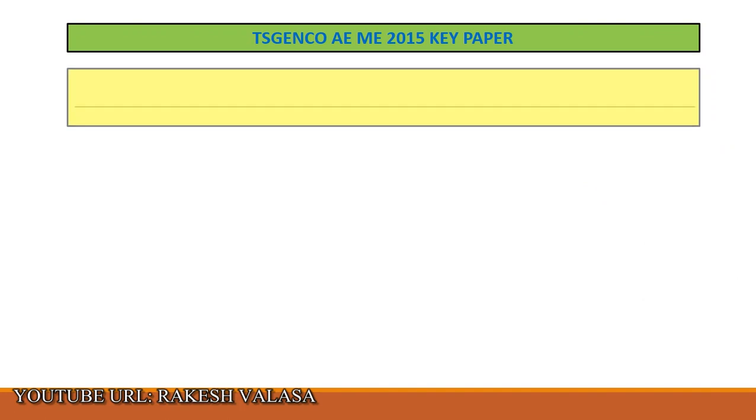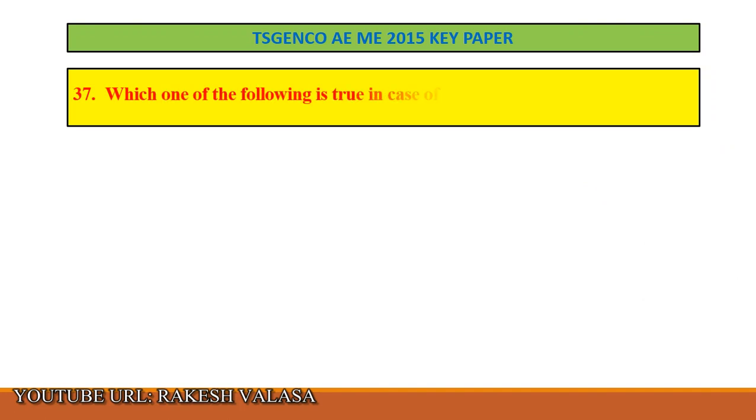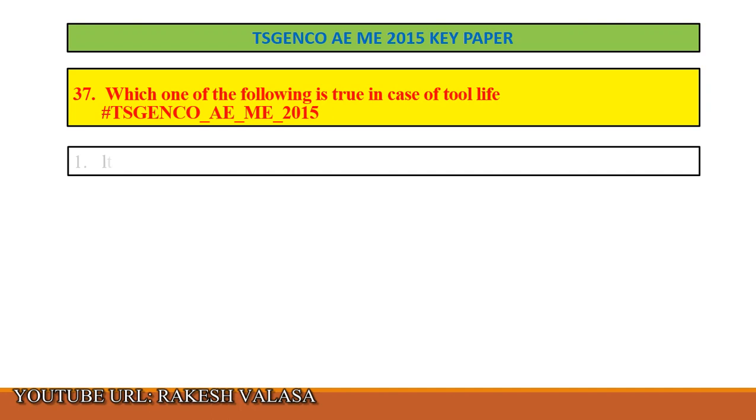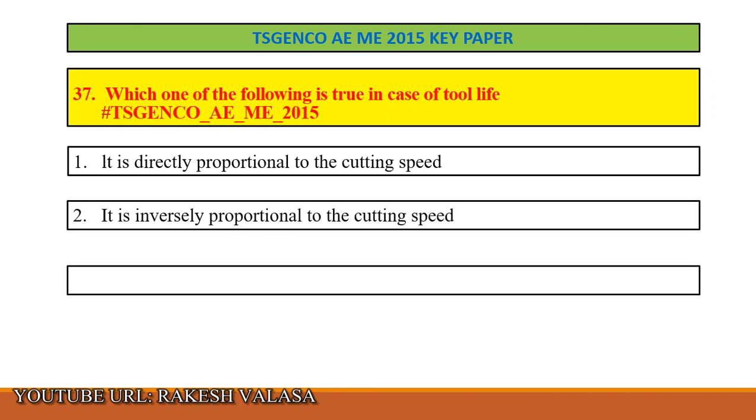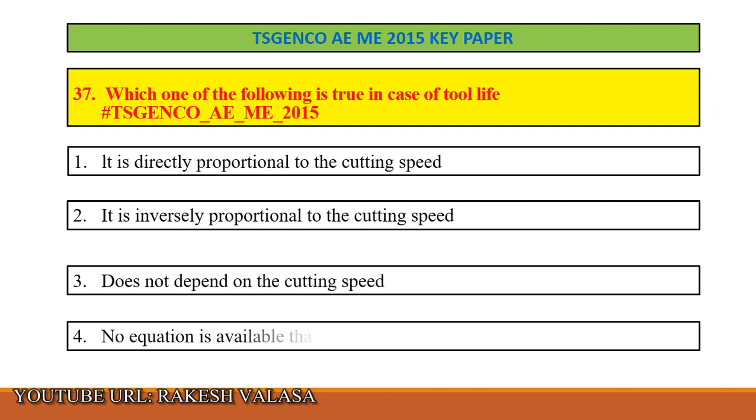Question number 37. Which one of the following is true in case of tool life? Option 1, it is directly proportional to the cutting speed. Option 2, it is inversely proportional to the cutting speed. Option 3, does not depend on the cutting speed. Option 4, no equation is available that helps roughly calculate the cutting speed.